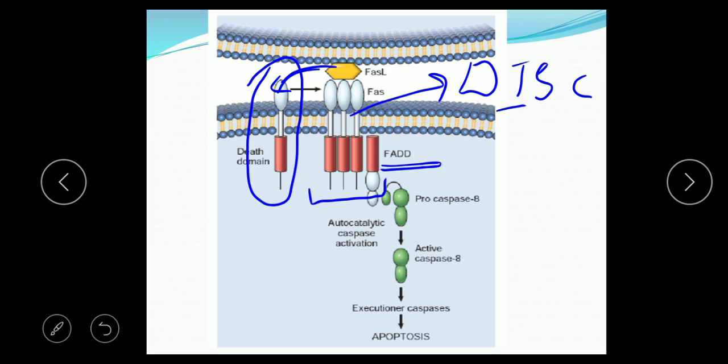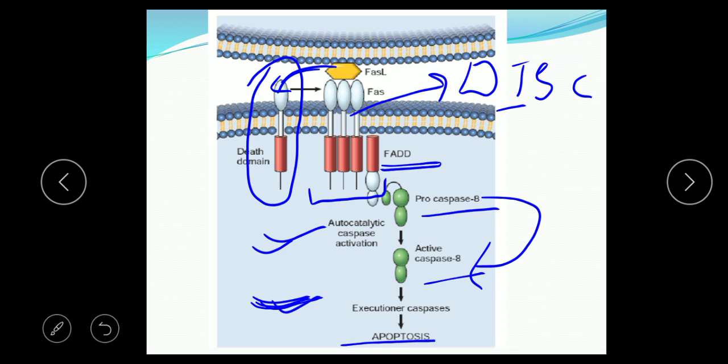intracellular membrane. This death domain, which is also called FADD, Fas associated death domain, will further activate procaspase 8 by autocatalytic caspase activation and activate caspase 8. Here you can see procaspase 8 converts into caspase 8. This caspase 8 will go into the executioner phase and form caspase 3, and then the apoptosis process will take place. This is the idea, this is the concept.